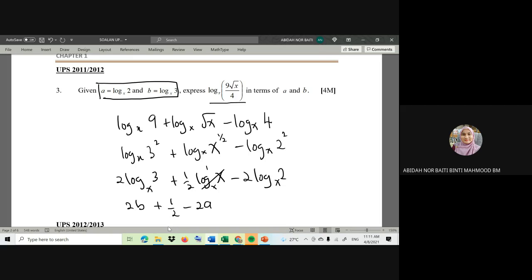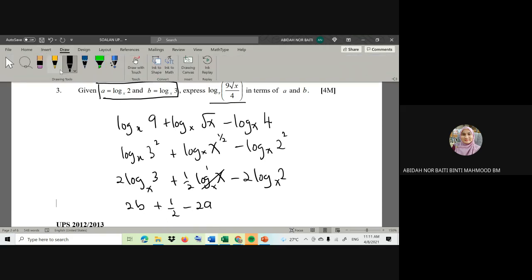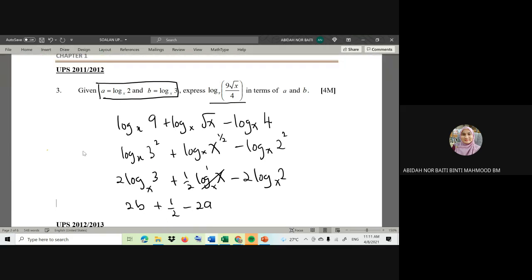Okay, so this is the answer. Okay, substitute with the given information. Log 3 base x, log 2 base x. It was already given above, so we just substitute.